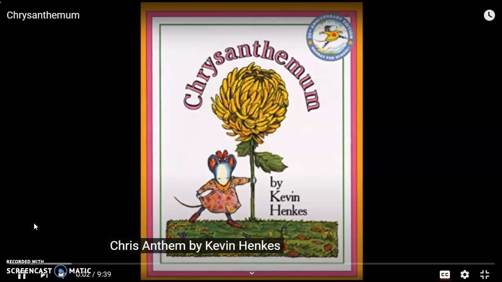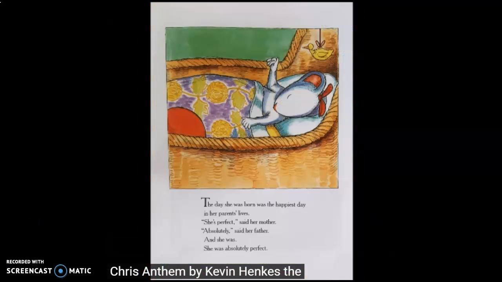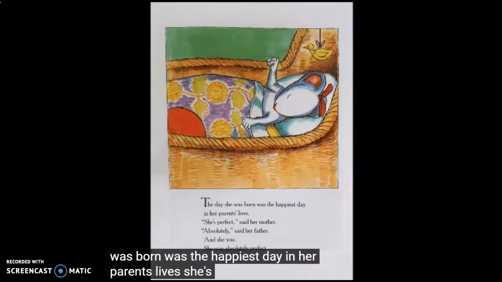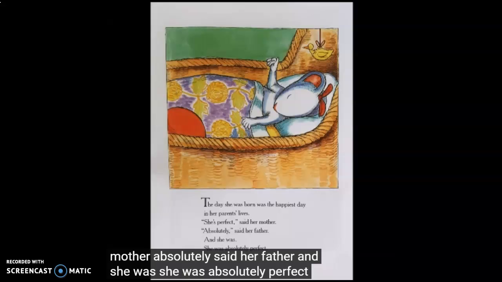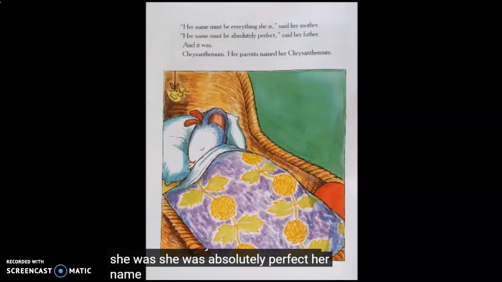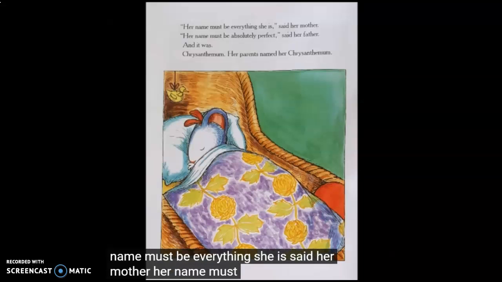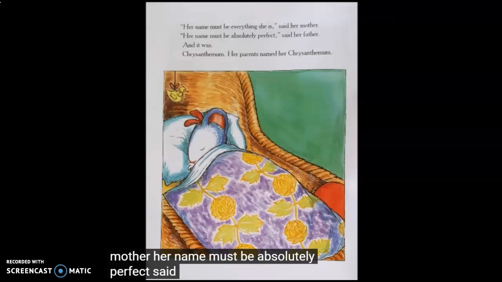Chrysanthemum by Kevin Henkes. The day she was born was the happiest day in her parents' lives. "She's perfect," said her mother. "Absolutely," said her father. And she was. She was absolutely perfect. "Her name must be everything she is," said her mother. "Her name must be absolutely perfect," said her father. And it was. Chrysanthemum. Her parents named her Chrysanthemum.